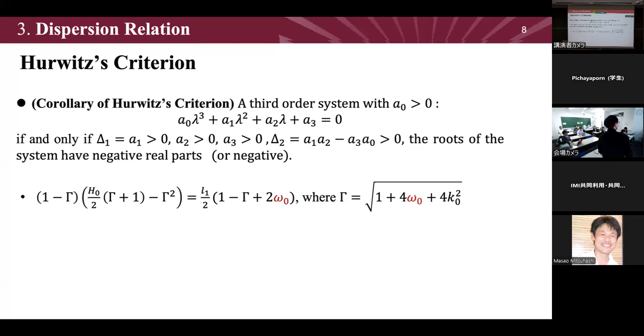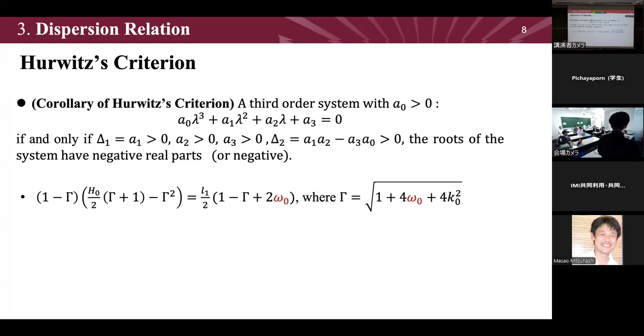The roots have negative real parts if and only if A1 is positive, A2 and A3 are also positive, and delta 2, which is A1 A2 minus A3 A0, is also positive. Then the roots of the system have negative real part, or if they are real numbers, they are negative.